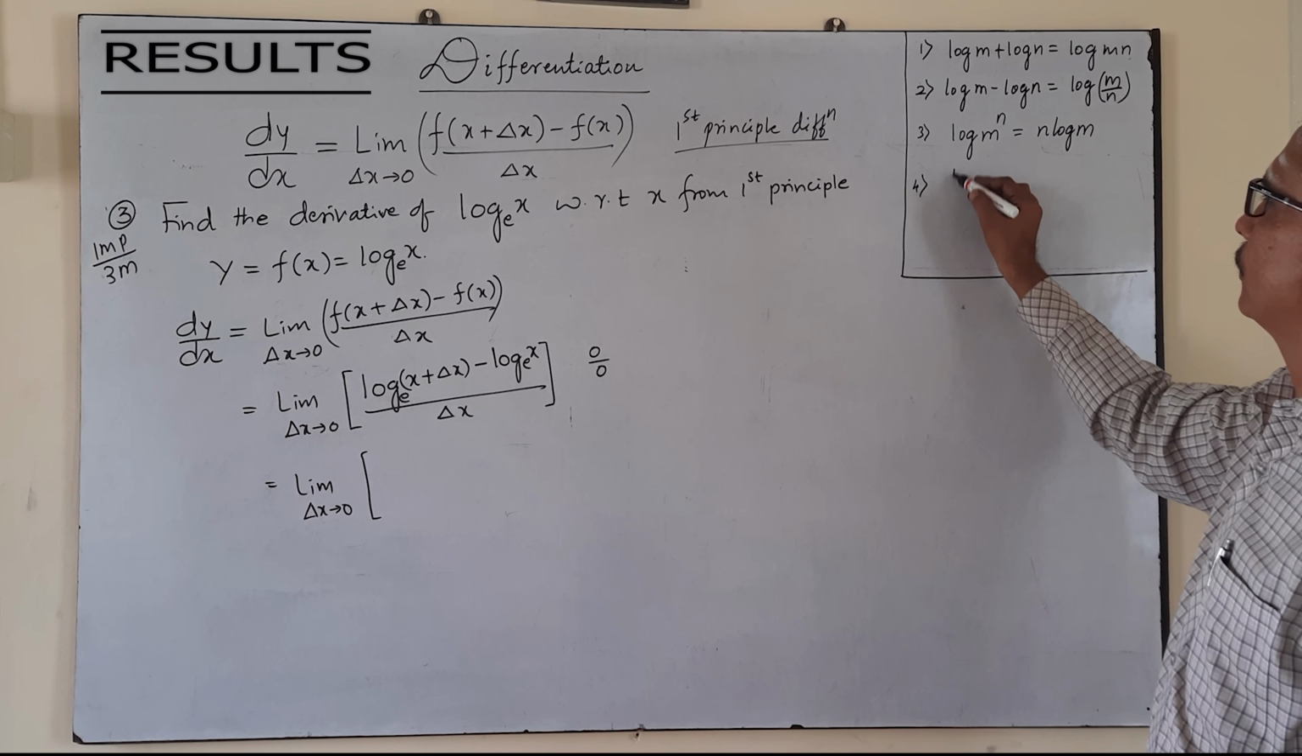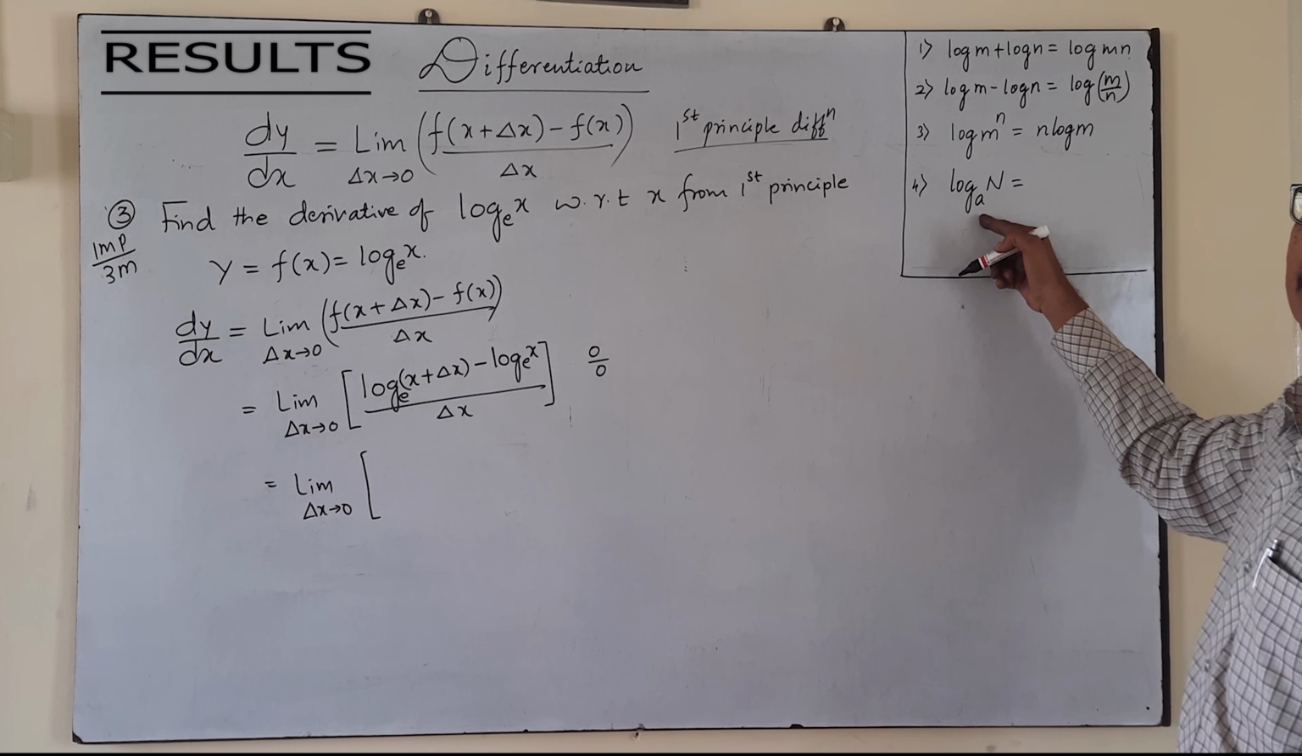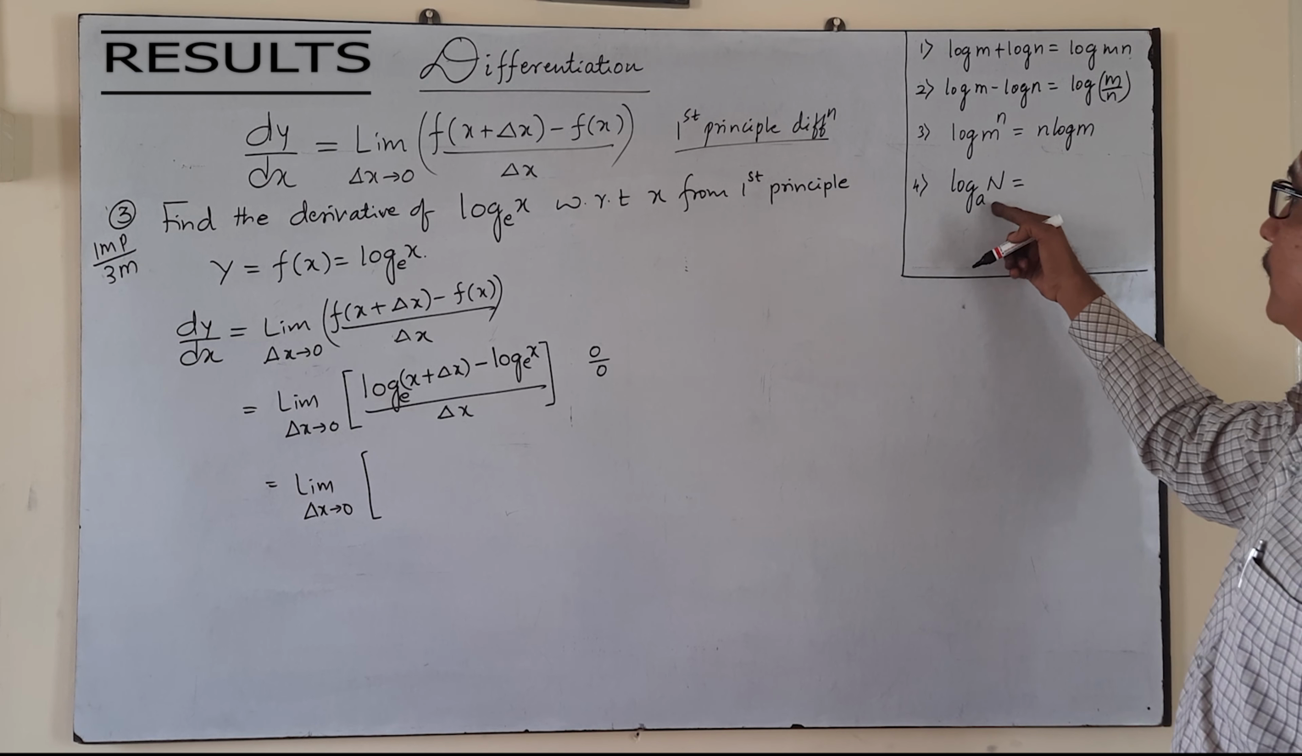Then finally, the fourth one is log n to the base a. Log n to the base a, a different base, not e, is equal to log n divided by log a. Totally, four important laws of logarithm. Remember those laws. Now here in this result, put x plus delta x as m and x as n.